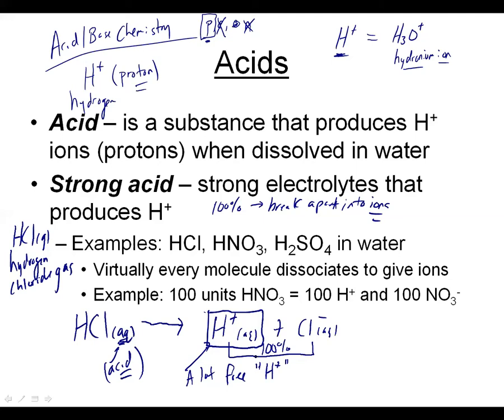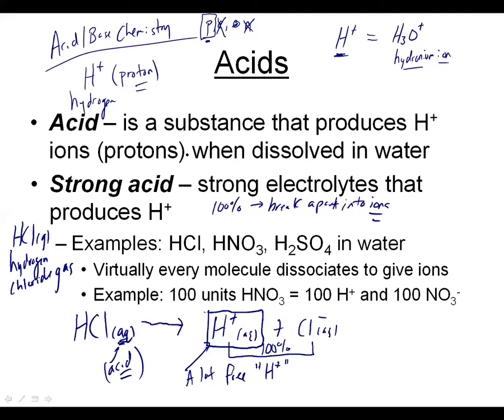So HCl, which is hydrochloric acid, is a strong acid. There's some other ones up there that are also considered strong acids. The example that's written on the screen is nitric acid, which is HNO3. In solution, nitric acid will 100% break apart into H plus and NO3 minus. And again, it's considered a strong acid because it has the ability to produce a lot of free H plus very quickly. And that's sort of your basic definition there of an acid.